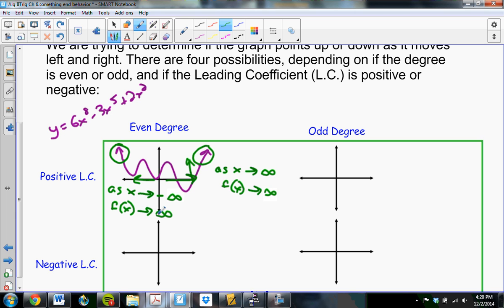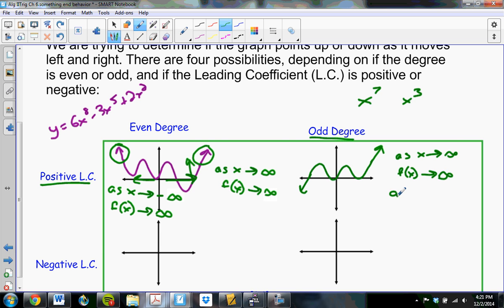They're both pointing up. If you have a positive leading coefficient with an odd degree, like x to the 7th or x to the 3rd or something, this one points up, and this one points down. And who knows what happens in between. So we would say as x goes to positive infinity, f of x goes to positive infinity, and as x goes to negative infinity, meaning very, very left, f of x goes to negative infinity.